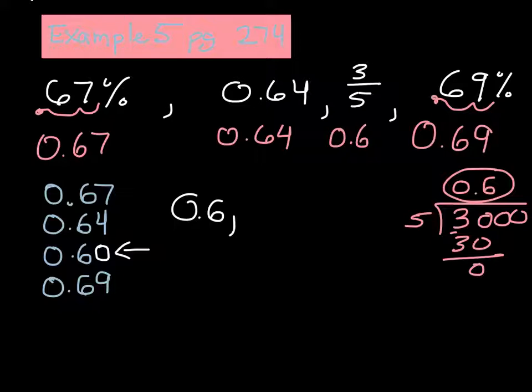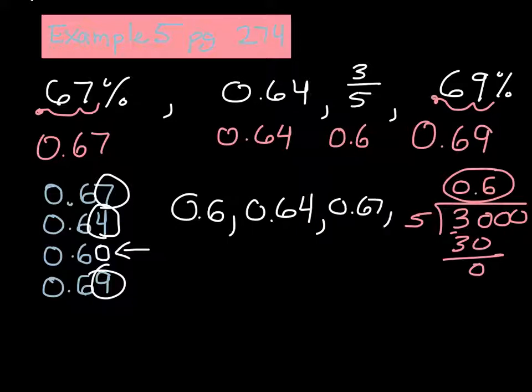Second, we can just kind of compare the numbers in the hundredths place. So in order, they go 4, then 7, then 9. So that's simply the order of our numbers. 0.64, 0.67, and last but not least, 0.69.